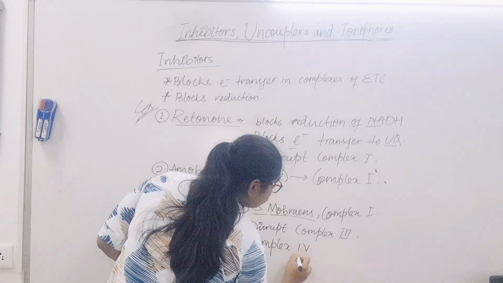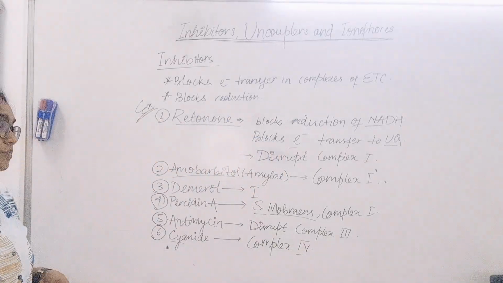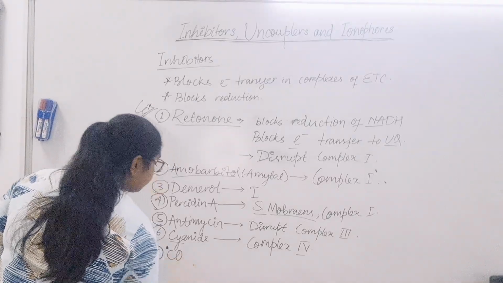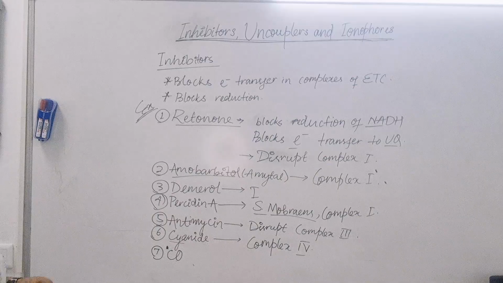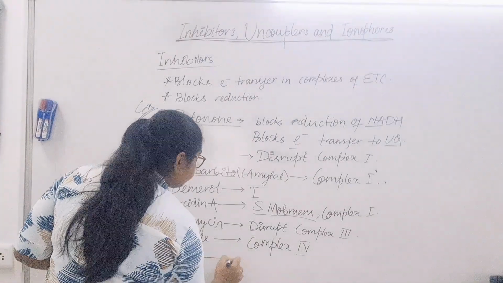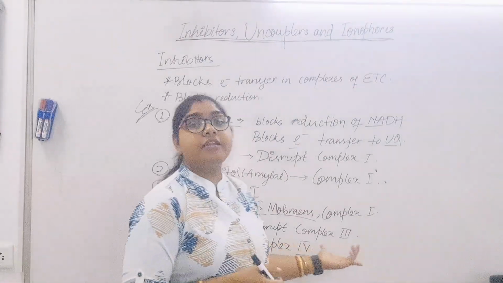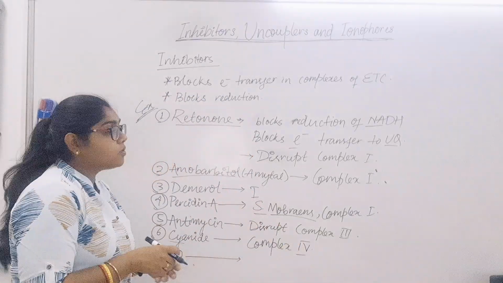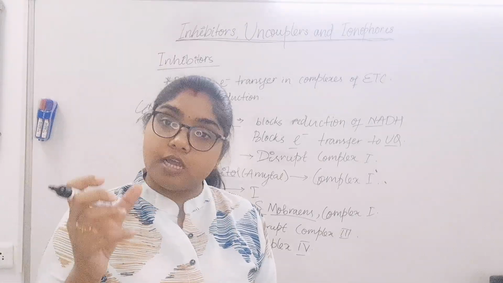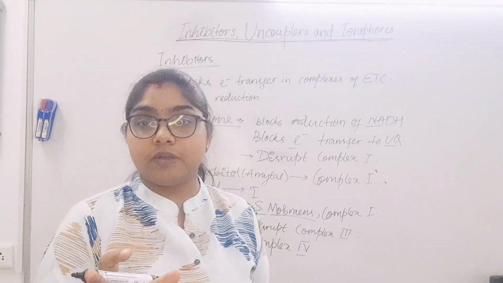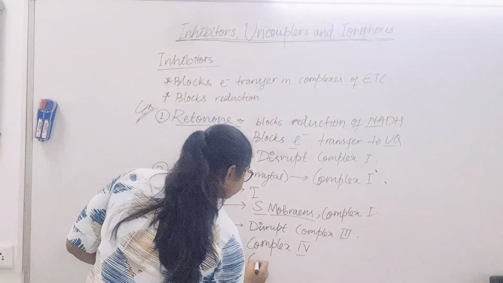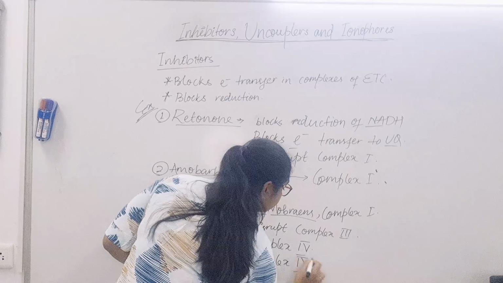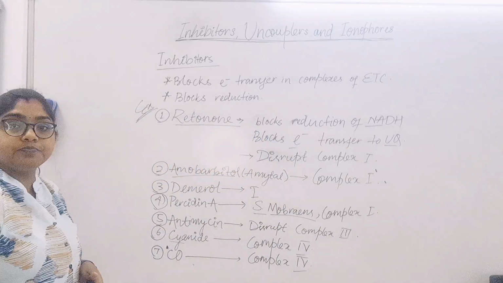of the electron transport chain. Then there is carbon monoxide. Cyanide basically binds with the iron group that is present within complex 4. Similarly, carbon monoxide also binds with the iron group present in complex 4, and it blocks the transfer of electrons from cytochrome oxidase to the oxygen molecule. So it also disrupts complex 4.